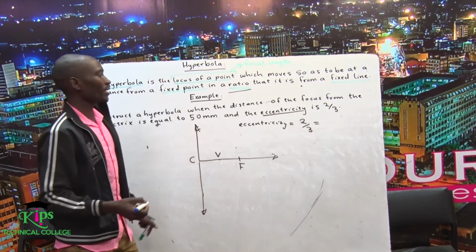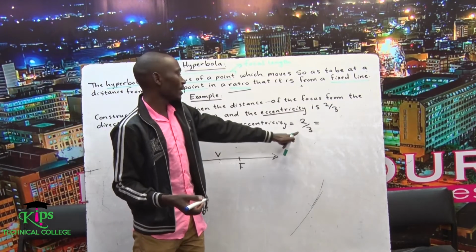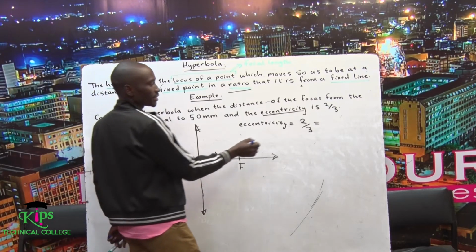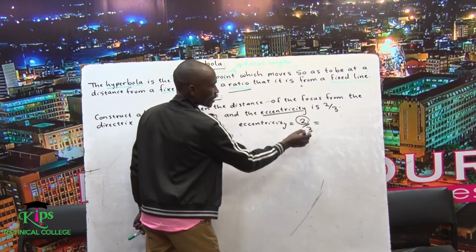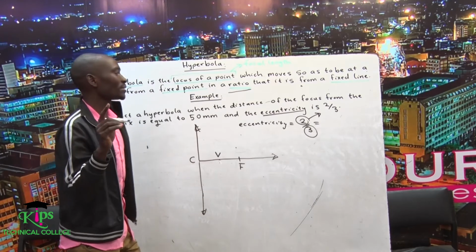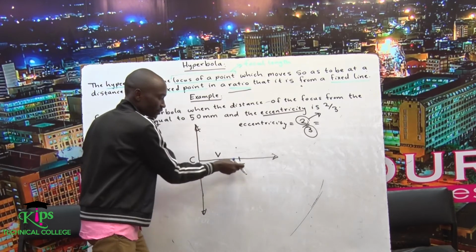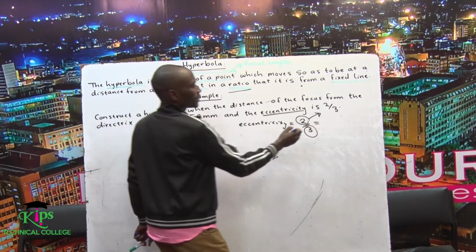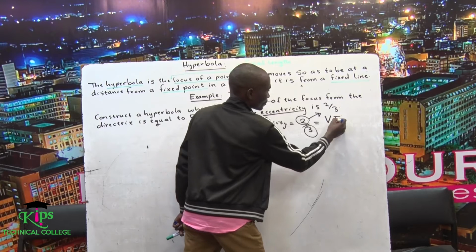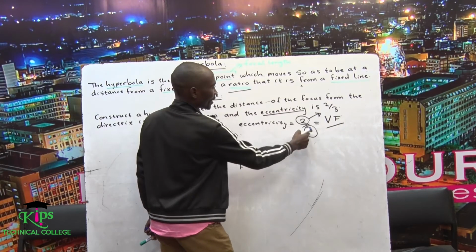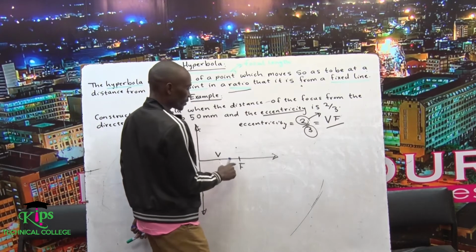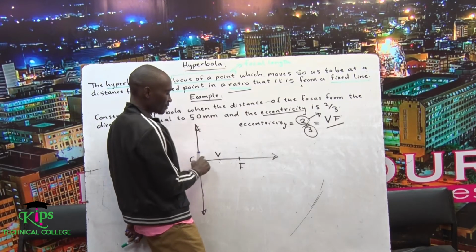So how do you elaborate this eccentricity? For instance, at the top you have been given 2, and at the bottom you have been given 3. So 2 represents this distance from F to V. So it is in this ratio, VF all over 3, which represents this distance in between C and V. So it is VF all over CV.